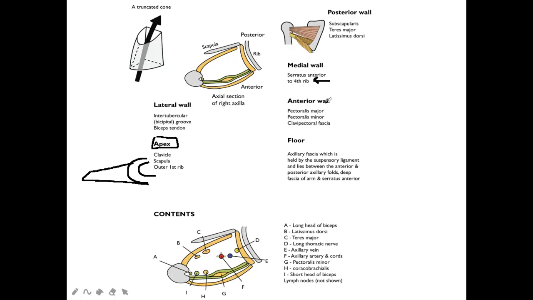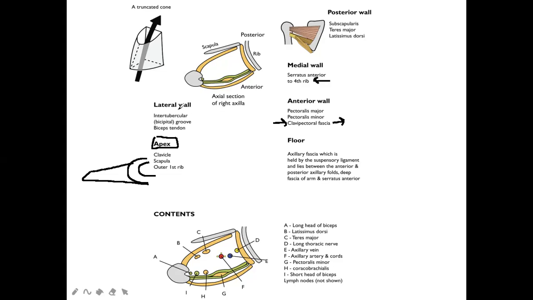And then the anterior wall is formed by the pec muscles, so the pectoralis major, the pectoralis minor, and a fascia that we call the clavipectoral fascia, right? The clavipectoral fascia is the fascia that encloses the pectoralis minor and also acts as a division between the pectoral region and the axilla. So anterior with the pec major, pec minor, and the clavipectoral fascia. So that is the anterior wall.